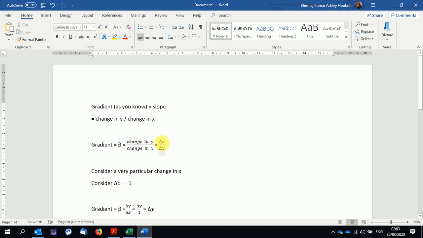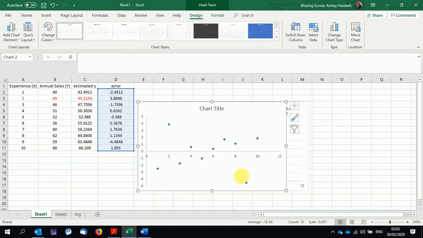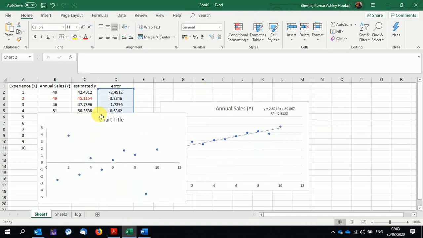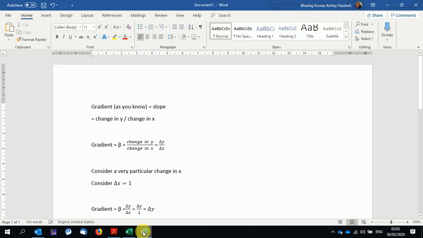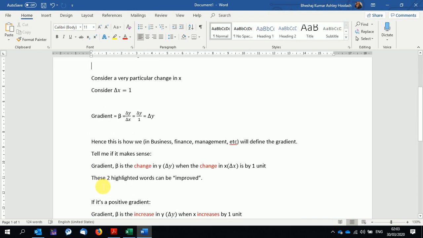Now for you management student or business student or finance student, when you are asked to explain the meaning of gradient, so for example here, what would be the meaning of the gradient, which is 2.6242 here? So we don't just say, oh, this is the gradient or this is the slope. We explain it, and to explain it there is a little bit of mathematics. I don't think it's too tough.